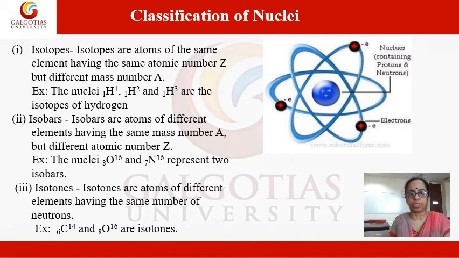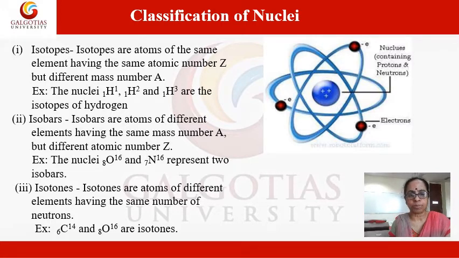Now, classification of nuclei. Isotopes have the same atomic number Z and different mass number A, like the nuclei 1H1, 1H2 and 1H3, which are the isotopes of hydrogen. Isobars are atoms of different elements having the same mass number but different atomic number. So it is almost the reverse of isotopes. For example, the nuclei of oxygen 16,8 and nitrogen 16,7. We see that their mass numbers are the same, 16, but their atomic numbers are different.